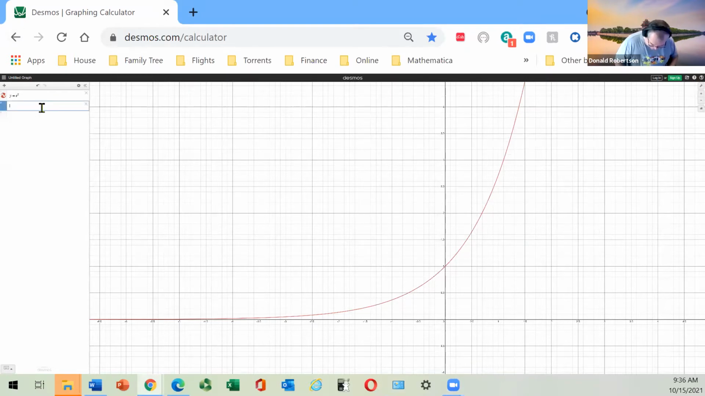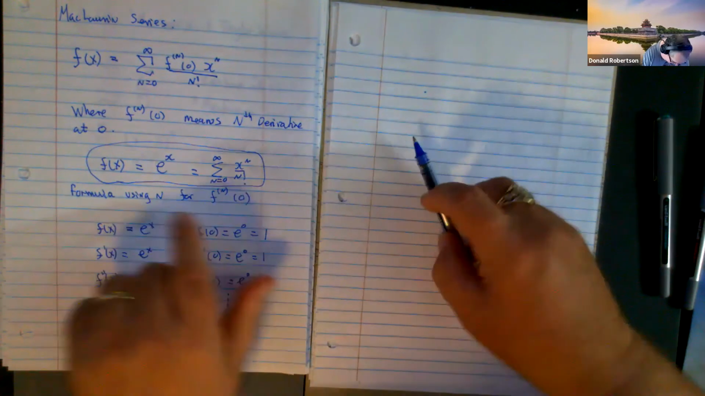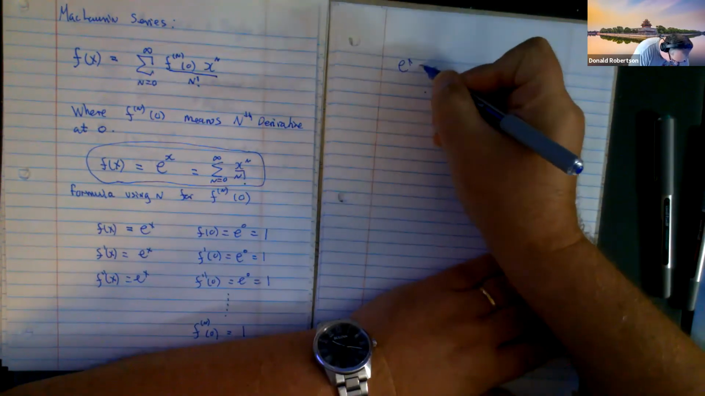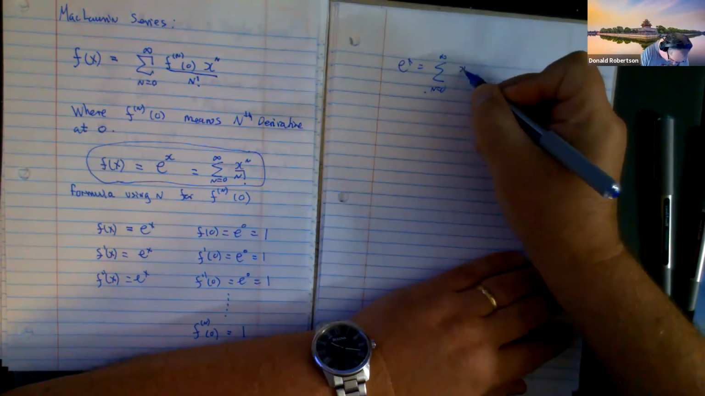Now, oh, darn it, I'm out of space. I should plan ahead better. I have an infinite polynomial here. Of course, I can't do infinite polynomials.